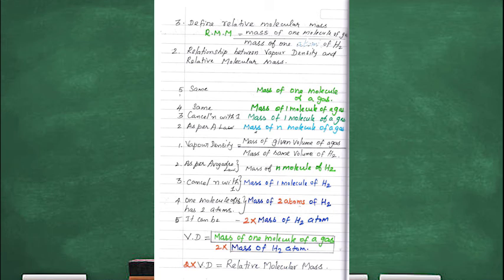Then the next question, a very important question. It seems to be a difficult question, but when you know the technique, it is very easy. You will say, easy. The question: relationship between vapor density and relative molecular mass. For that answer, you have to write the first one in the middle. Okay, now I have put the number also. Vapor density is equal to mass of given volume of a gas divided by mass of same volume of hydrogen.